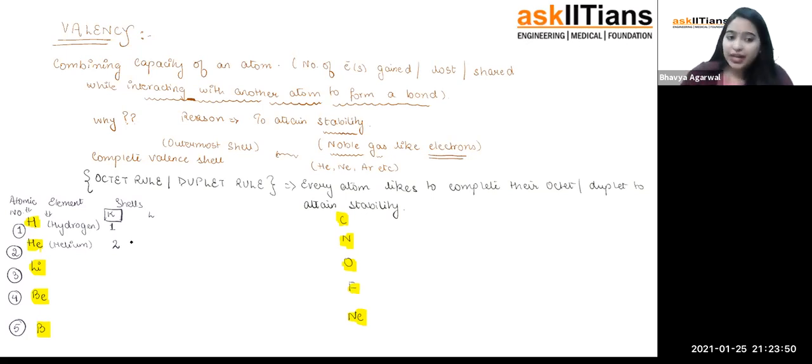When I talk about lithium, lithium has 3 electrons. The first shell can only accommodate 2 electrons. You remember the 2n square rule. As per that, the first shell can have a maximum of 2 electrons. So 2 electrons will come here. Now 1 electron is left. That will go to the next shell.